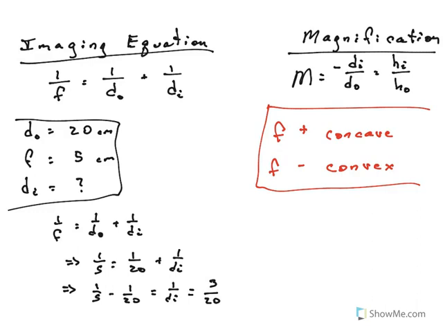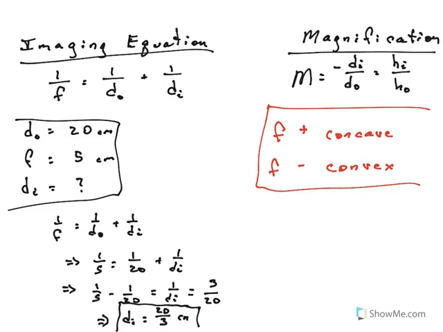But I don't want 1 over dI, I want dI itself. So I have to flip this answer. And when I flip it, I get the image distance, dI, is 20 over 3 centimeters. Now, of course, I could convert this to a decimal. That's no big deal. Or you could leave it as the fraction. Either way is fine. The decimal, of course, would be 6.67 centimeters, I believe. So there we go. Image distance is found. I now know the image distance is about 7 centimeters, a little bit less than 7 centimeters.